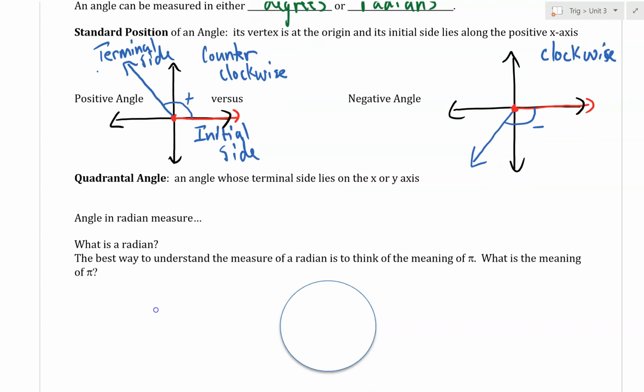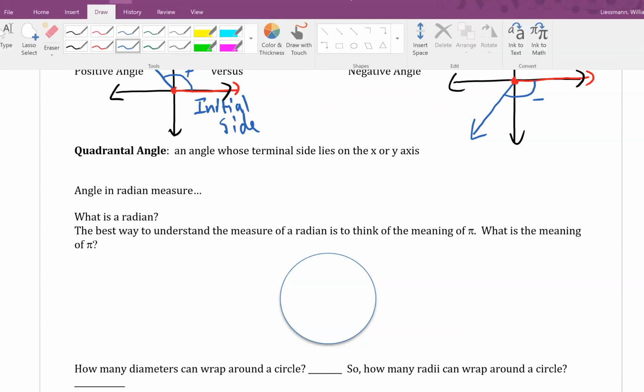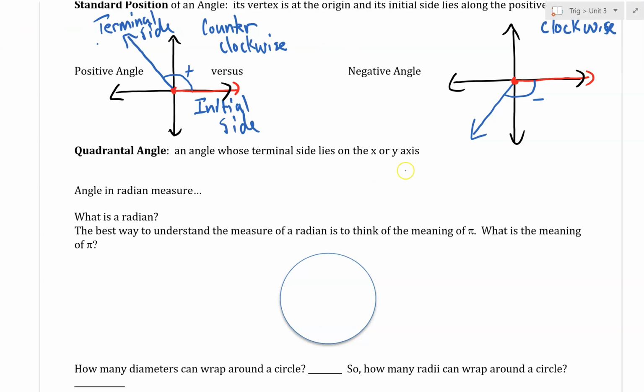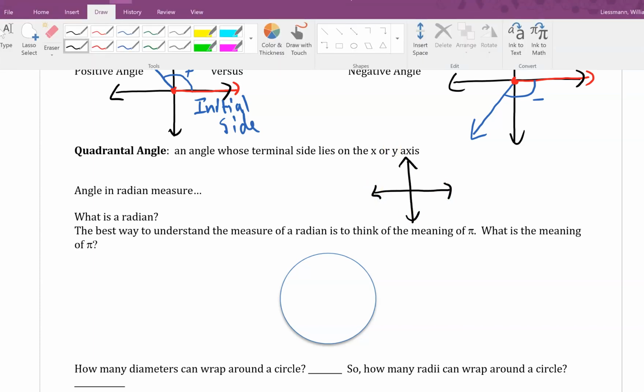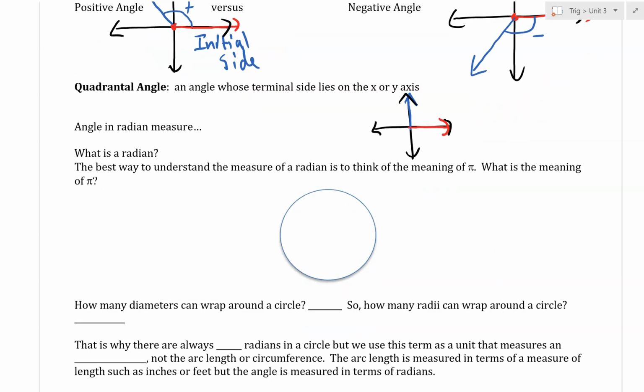A quadrantal angle is an angle whose terminal side lies on the x or y axis. So you would have another picture that looks something like this. Here is the initial side, and it goes here. That would be considered a quadrantal angle, in this case, 90 degrees.